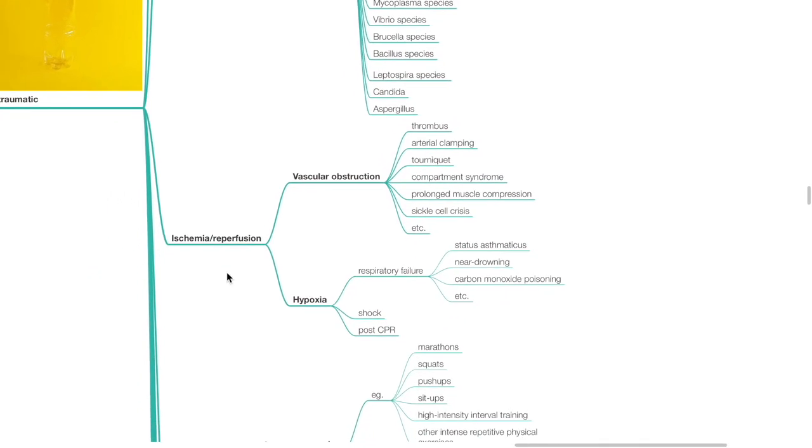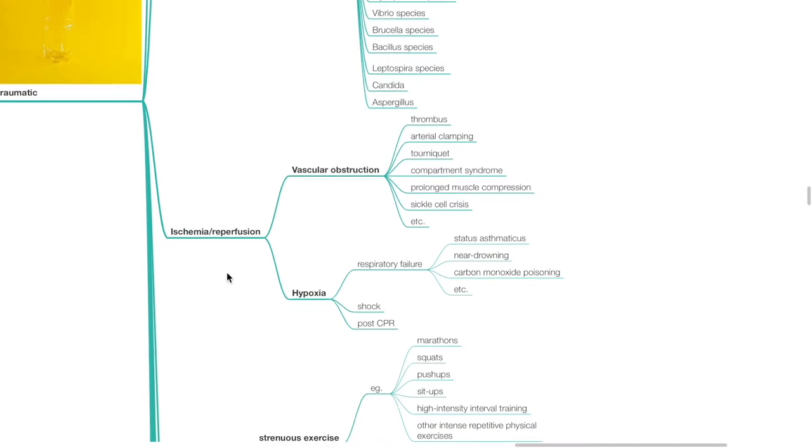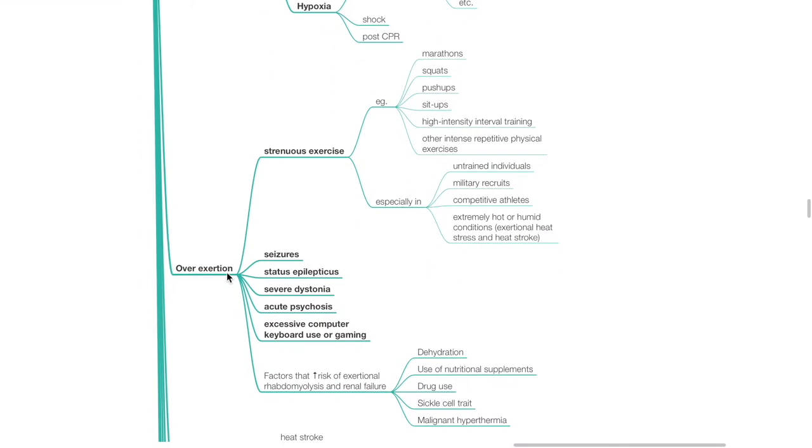Ischemia, for example, caused by vascular obstruction or hypoxia, can cause rhabdomyolysis. Causes of vascular obstruction include thrombus, prolonged arterial clamping, tourniquet, compartment syndrome, prolonged muscle compression, sickle cell crisis, etc. Hypoxia can be caused by respiratory failure, for example, status asthmaticus, near drowning, or carbon monoxide poisoning. Hypoxia can be caused by shock and post-CPR.